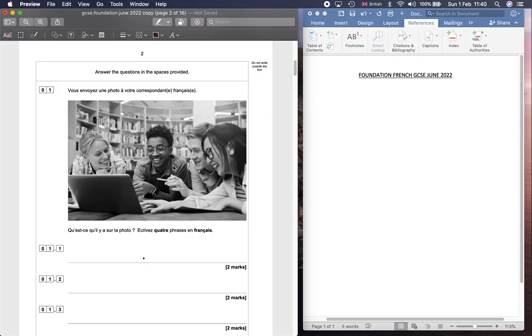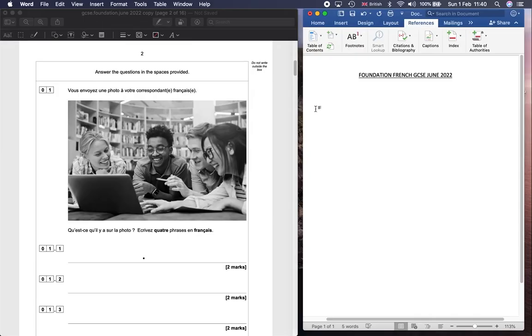So what we can have a look at is, who are these people? Where are they? What are they doing? And the mood. So let's start with the first sentence. For example, you can say, I see 4 students. Je vois 4 étudiants. Je vois 4 étudiants.